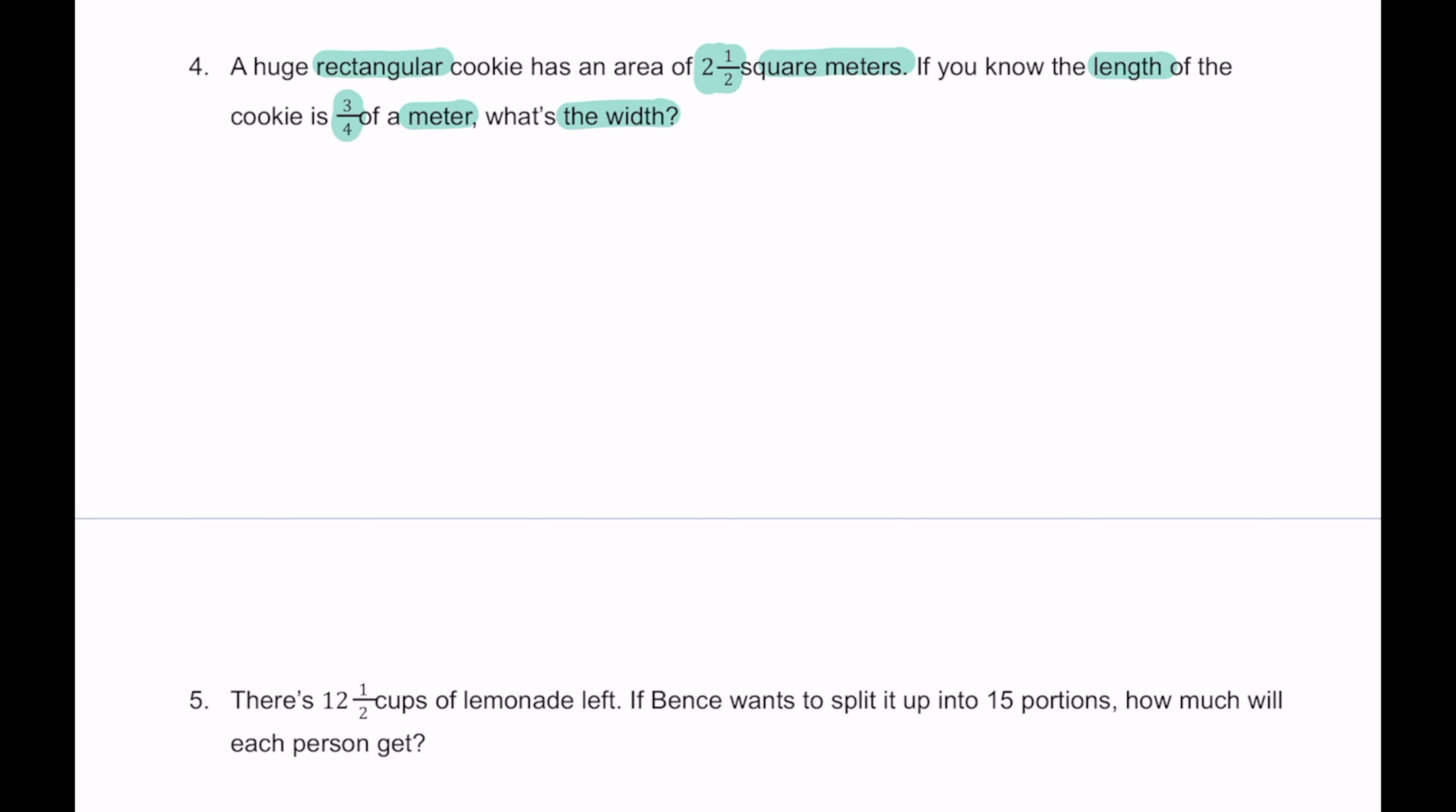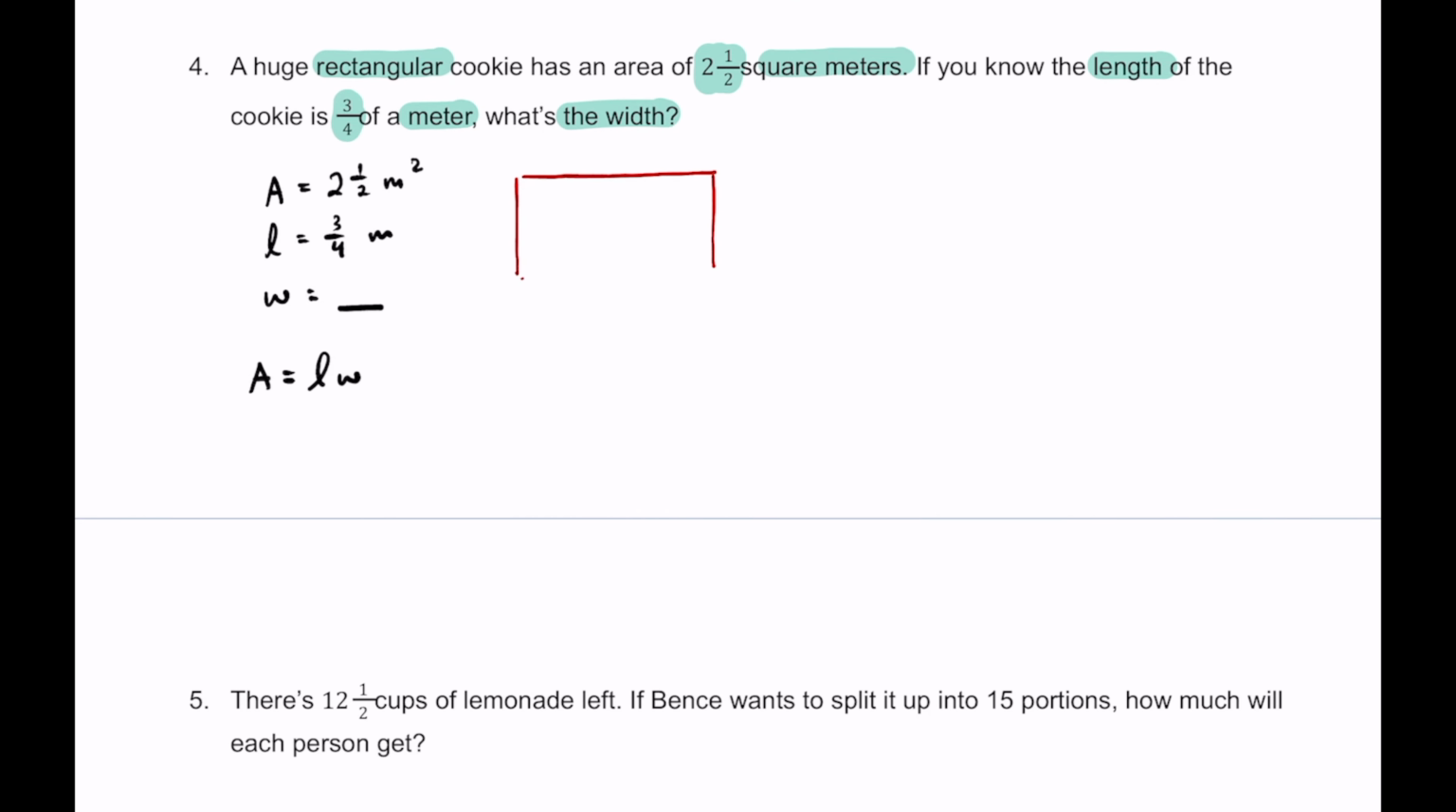Okay, so what do we know? We know the area is 2.5 square meters, and we know the length of the cookie is going to be 3/4 of a meter, and we don't know the width. The formula for the area of a rectangle is area is equal to length times width. And I also like to just kind of sketch so we know what this is looking like.